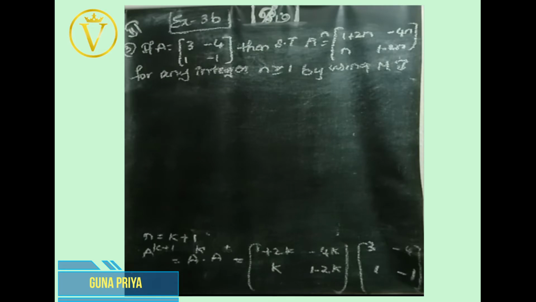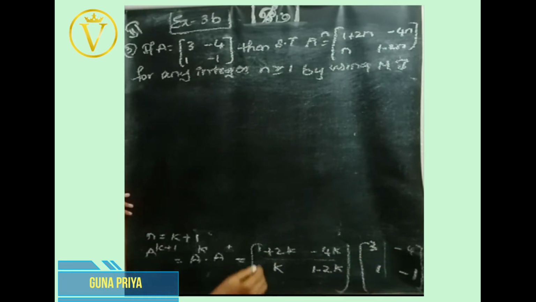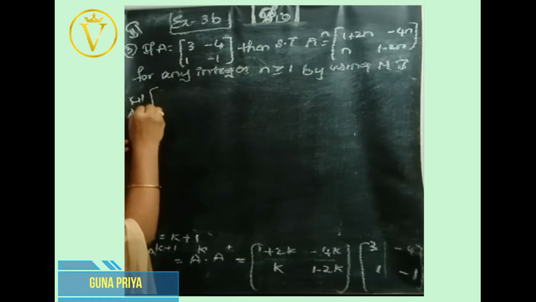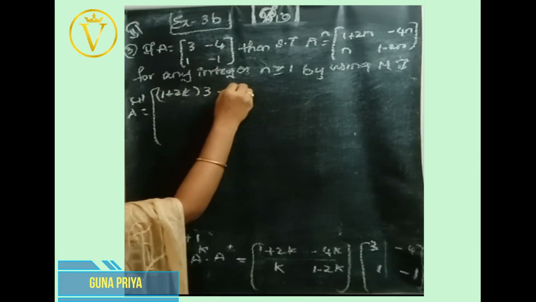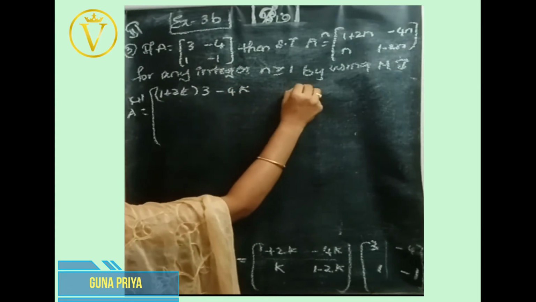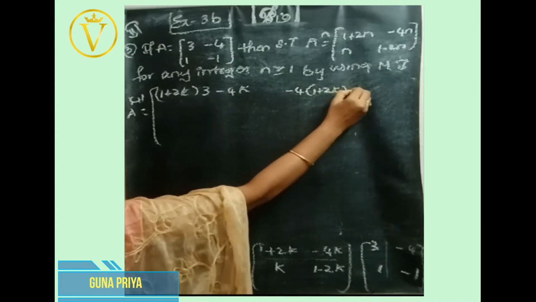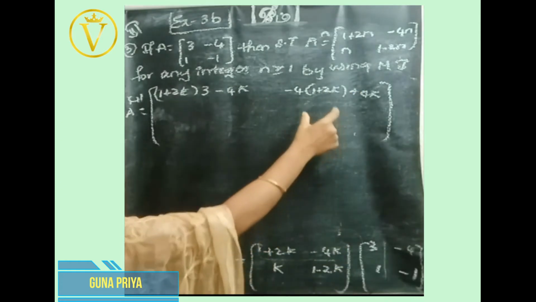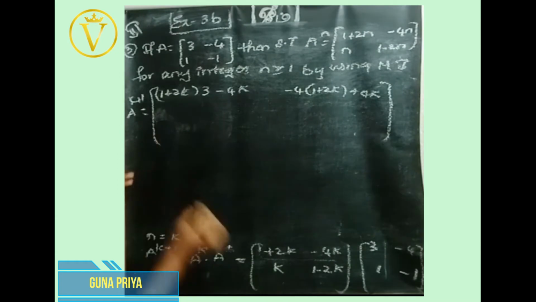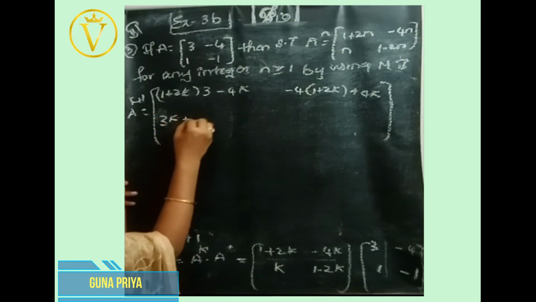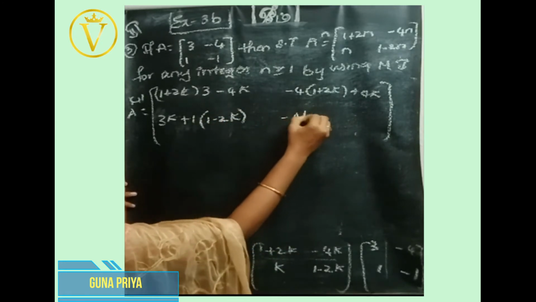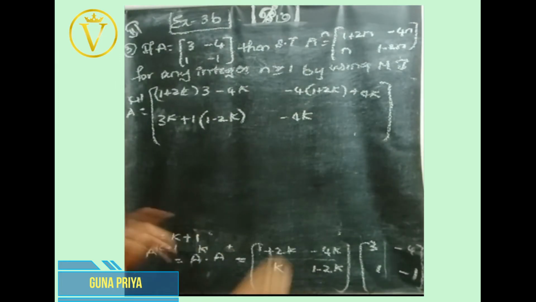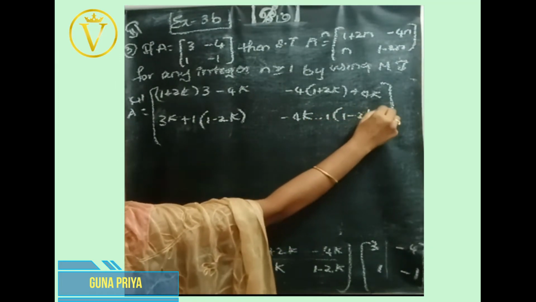Now by multiplication we can solve this. In matrix multiplication, this is the row and this is the column. So A power k plus 1 equals 1 plus 2k into 3, minus 4k and minus 4 into 1 plus 2k, plus 4k. Minus, first I have written the minus section. Next 3k plus 1 into 1 minus 2k, minus 4k, minus 1 into 1 minus 2k.